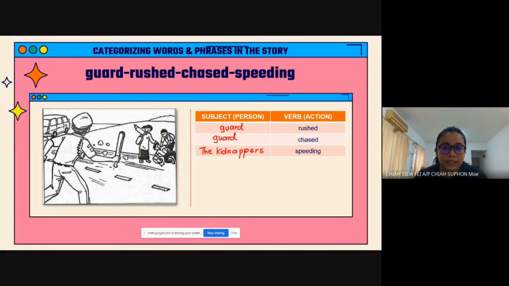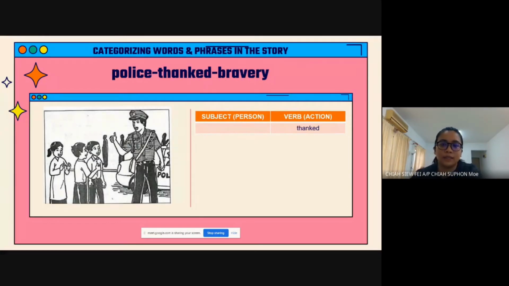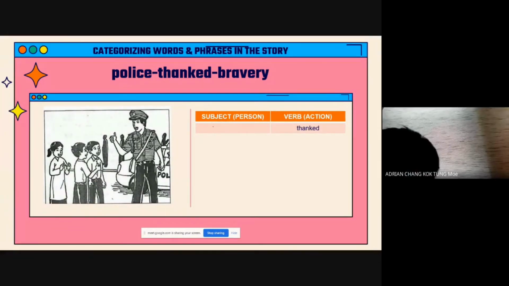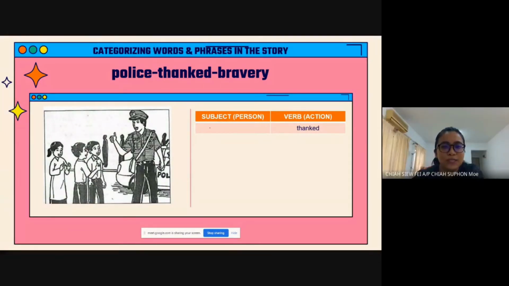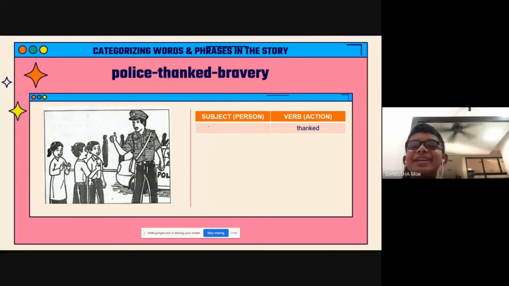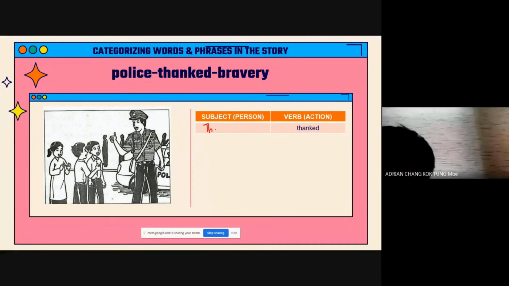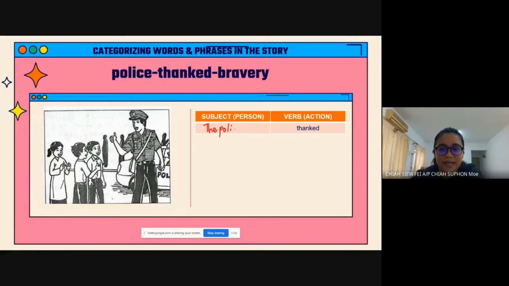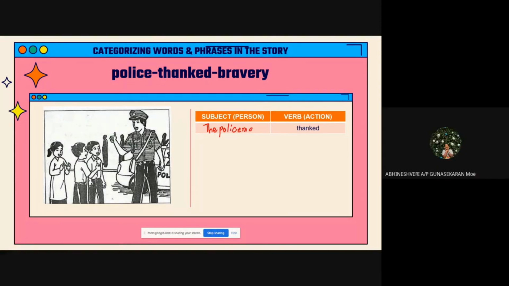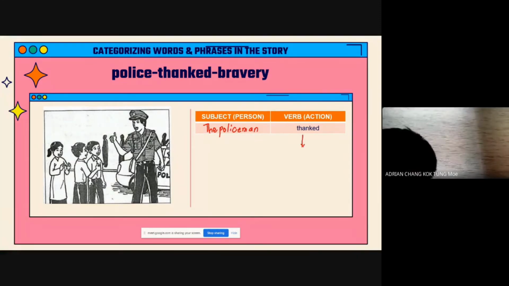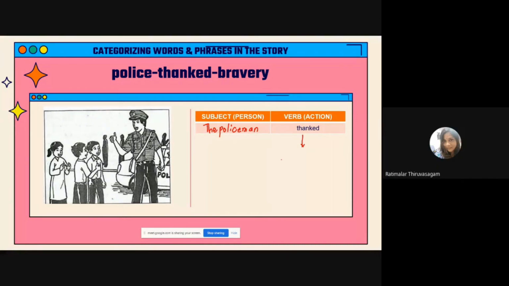Okay, next, last one. So who thanked who? The policeman thanked. Is there a Pak Abu in this story? The policeman. Ah, the policeman. The guard. The policeman thanked who? Who is he thanking? The school pupils. The security guard and Farid. UPSR. All right.